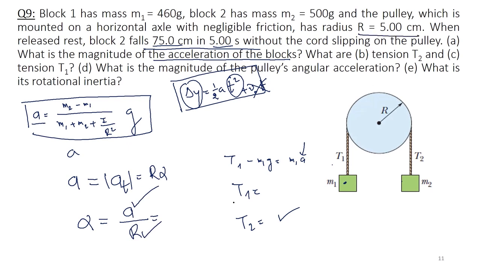You know a, you know the radius because it's given here, 5 centimeters, you put it in meters, you get alpha. Now, once you get alpha, he's asking you what is the rotational inertia. Well, net torque is I alpha, so I is net torque divided by alpha. I know alpha. Now, what is net torque? It will be T2R minus T1R. I calculated T2 and T1 and I know R, so I divide by alpha. So that's what I did here.